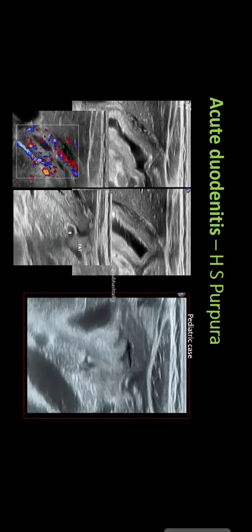So always focus on every part of the intestine. In this case, only the duodenum was involved. The rest of the bowel loops, small bowel, were spared.